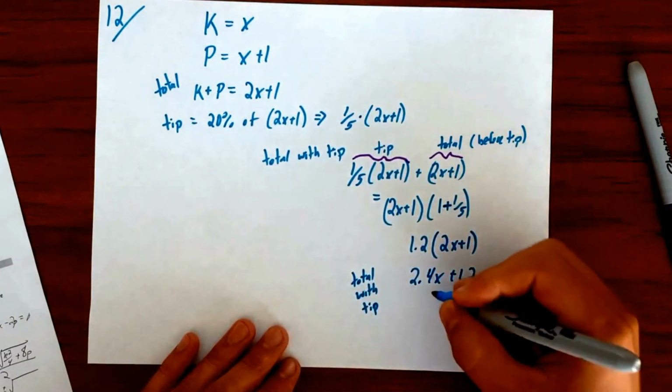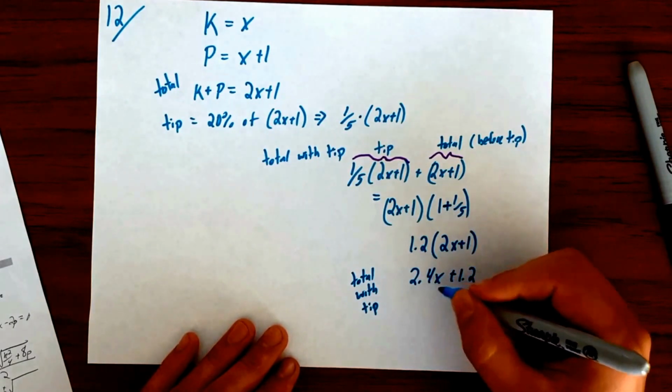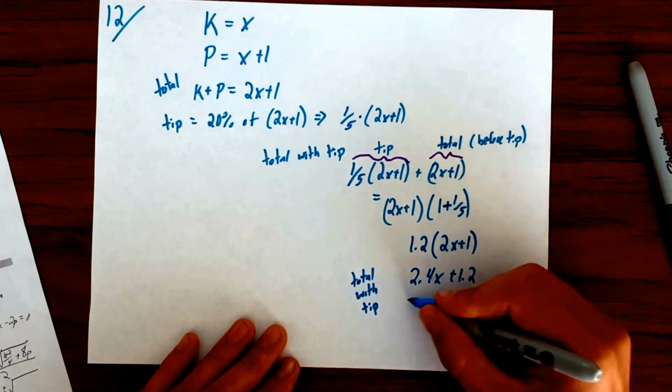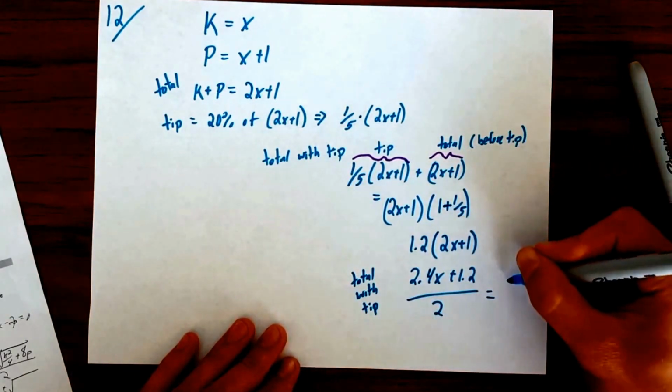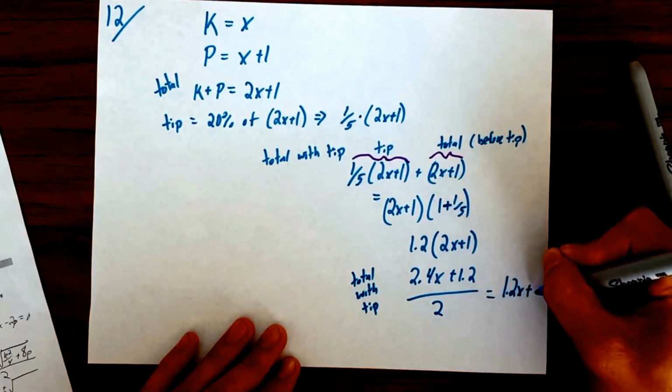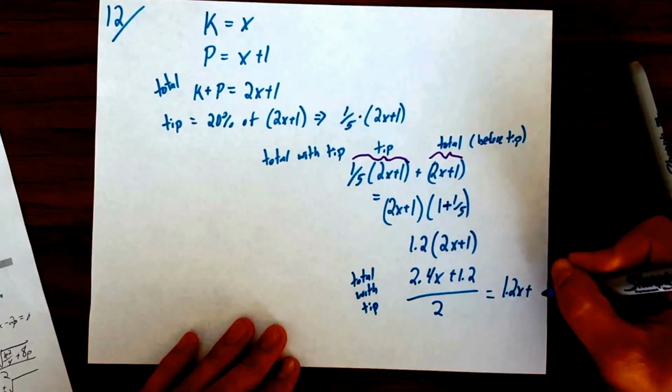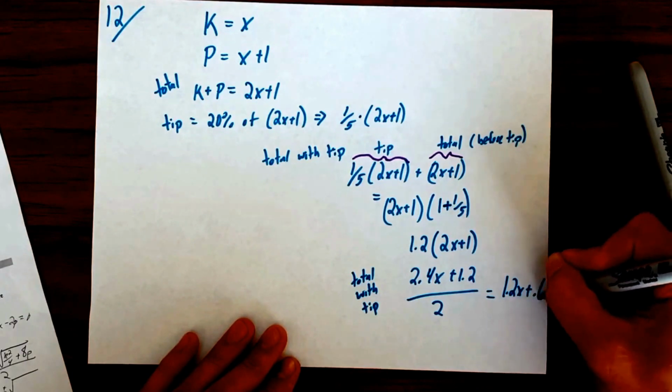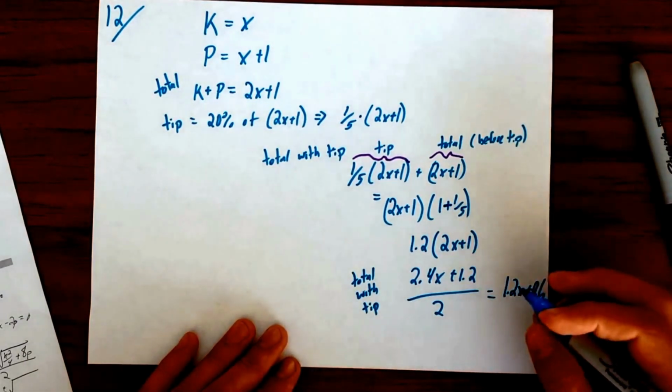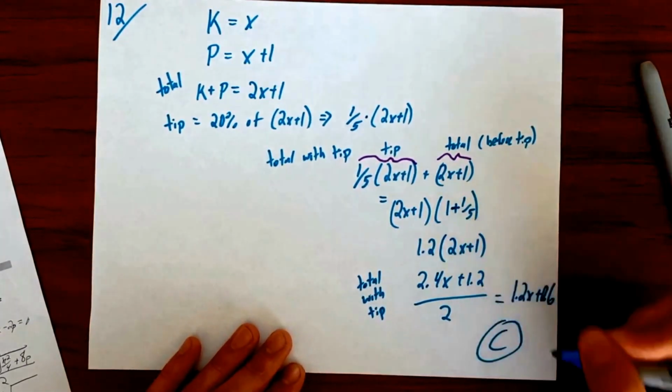And then you have to remember that they split it. It's asking how much each of them paid. So divided by 2 is going to be 1.2x plus 1.2 divided by 2, which is 0.6. Right? And so this is C. Let's go on to 13.